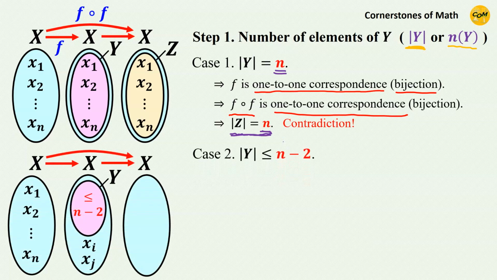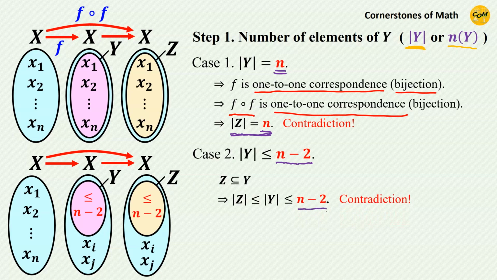Next, let us consider every case where the number of elements of y is less than or equal to n minus 2. Now, if you think about it, z is a subset of y because of the nature of function composition. Therefore, the number of elements of z is always less than or equal to the number of elements of y, which is less than or equal to n minus 2, so the number of elements of z cannot be n minus 1. Therefore, the only possible case is that the number of elements of y must be n minus 1. Only then can the number of elements of z be n minus 1.